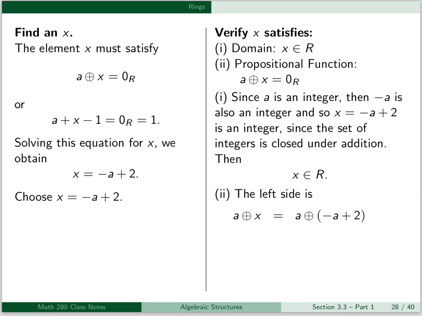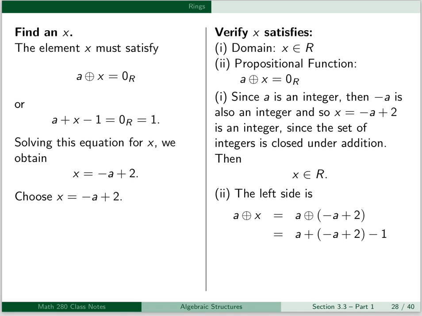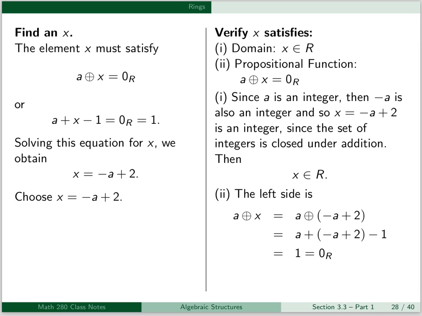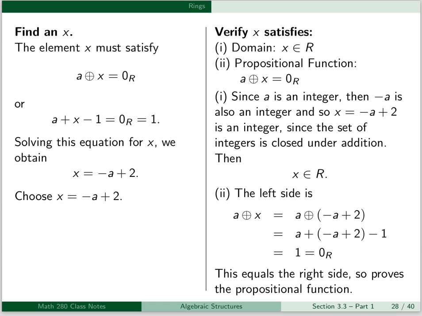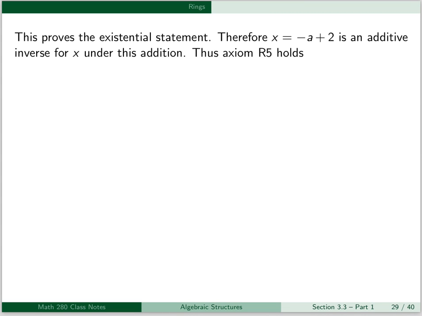For the propositional function, the left side is a ⊕ x, which is a ⊕ (−a + 2), which is a plus the quantity (−a + 2) minus 1. Now the a and the minus a cancel, and the 2 minus 1 gives us just 1, which is equal to our additive identity, 0_R. So this equals the right side, so it proves the propositional function. This proves the existential statement. Therefore, x equals negative a plus 2 is an additive inverse for a under this addition, so thus axiom R5 holds.